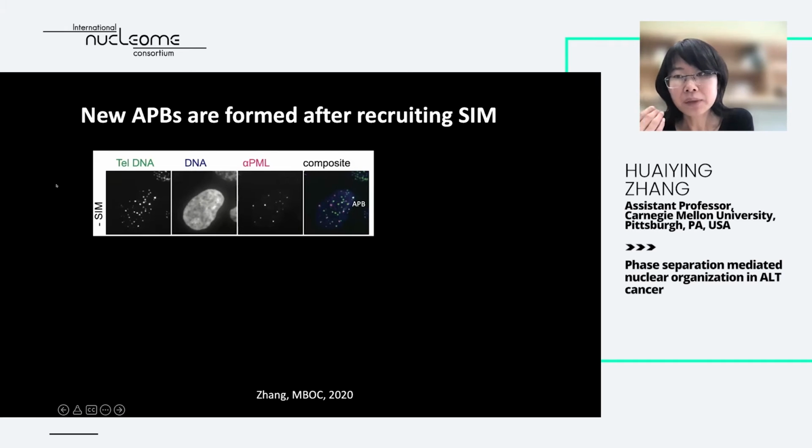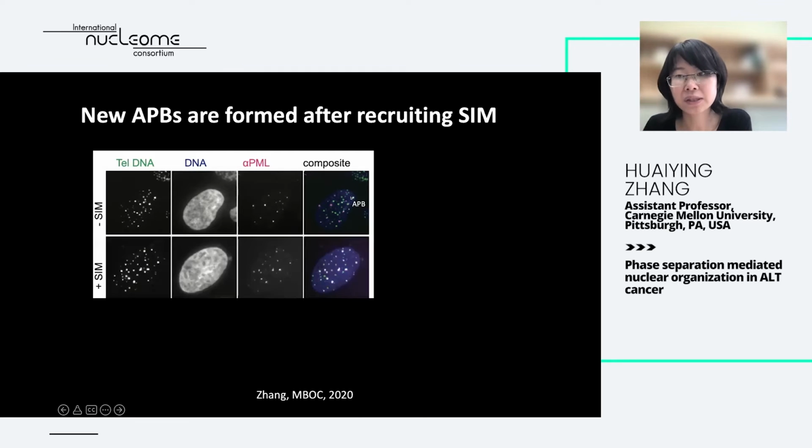And then we next look at whether this recruitment actually induced APB formation, where we used telomere DNA FISH to look at the telomere DNA, and we use PML immunostaining for the PML body. And this is without recruiting SIM, which means the endogenous cells. And you can see the colocalization, the white one as the endogenous APB. And if we recruit SIM, we can see that there's a dramatic increase in the number of colocalized PML bodies on the telomeres, meaning that APBs.